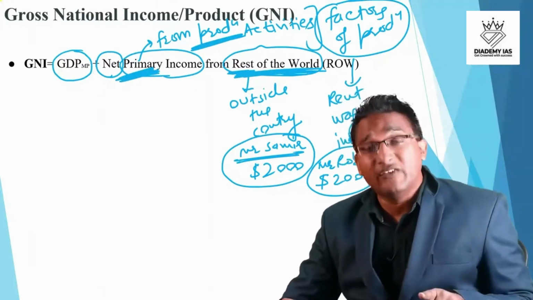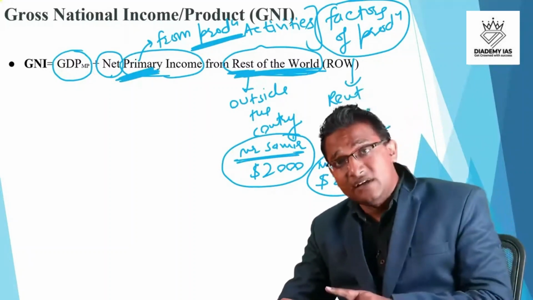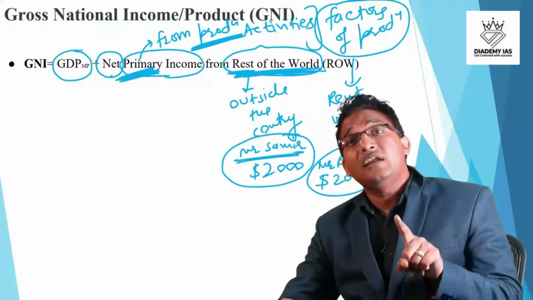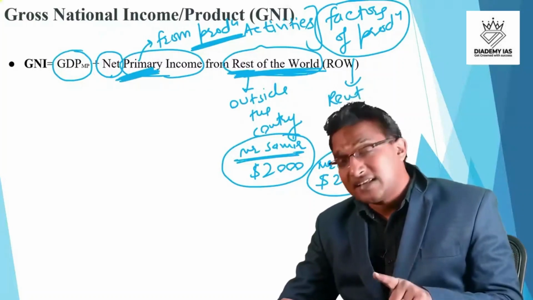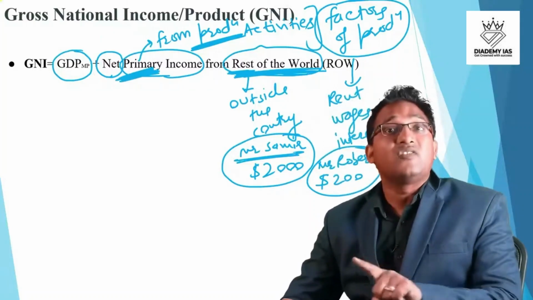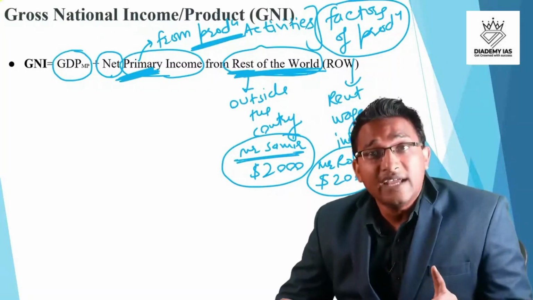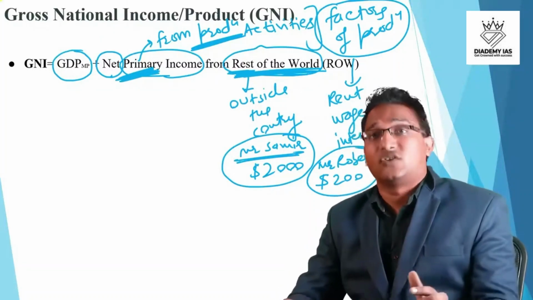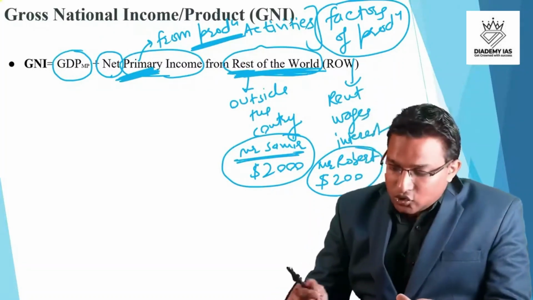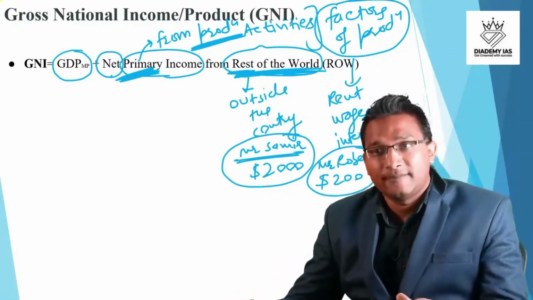Robert is living in India for more than 180 days. If he is a resident, then this can be part of the GDP, but this will never be part of the GNP because Mr. Robert is not the citizen of India. Right? So this is how you can identify.